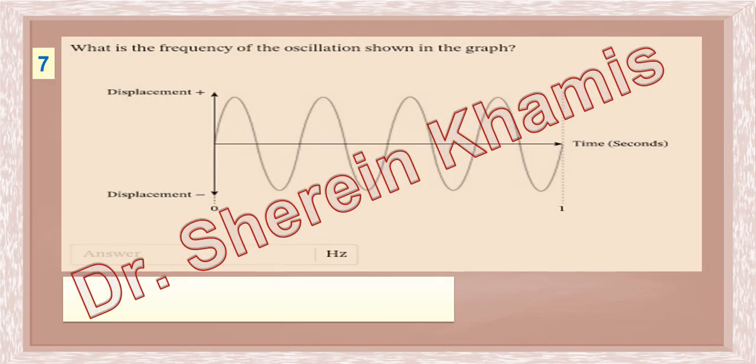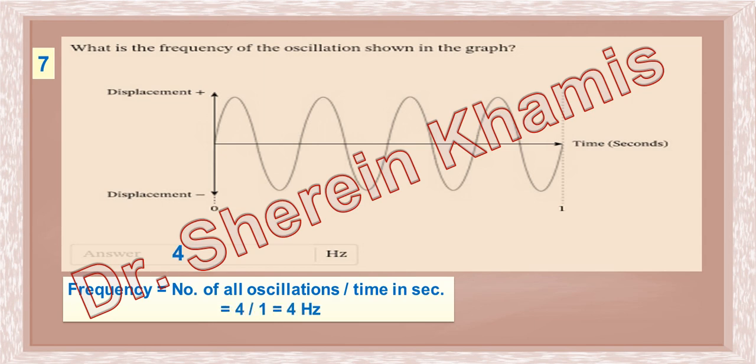Question 7 says, what is the frequency of oscillation shown in the figure? We have here the displacement in the positive and negative, and we have 1, 2, 3 and 4 oscillations, and the total time is 1. We want the frequency, the number of complete oscillations divided by time in seconds. So we have 4 divided by 1, so we get 4 hertz. So the right answer will be 4 hertz. I think it's very easy for us.